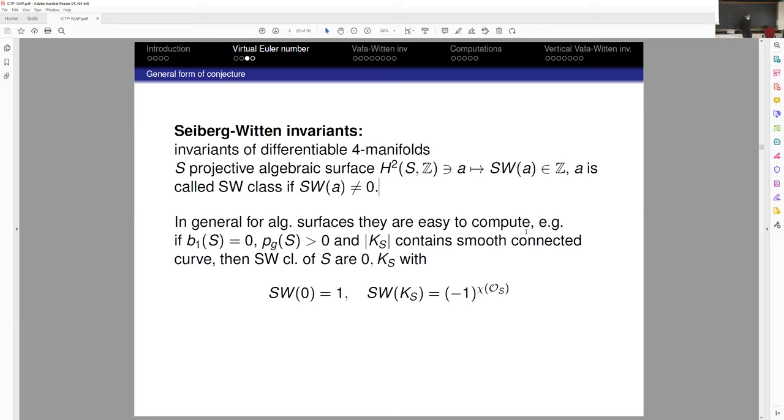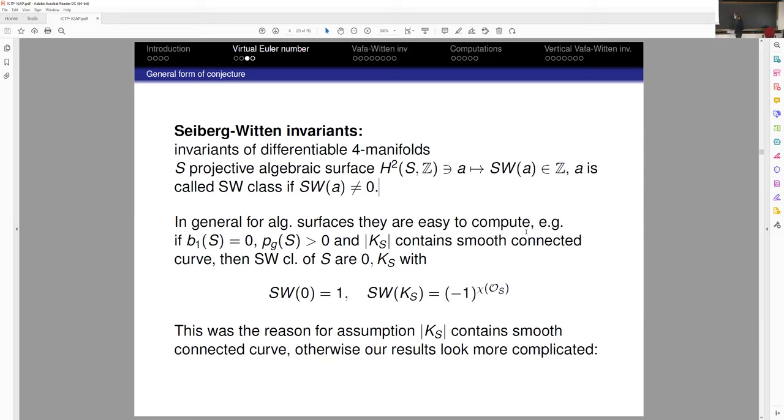As I said, for algebraic surfaces they are very easy to compute. For instance, if we are in the situation we had before, that the first Betti number of S is zero, the geometric genus is bigger than zero, and the canonical linear system contains a smooth connected curve, then there are only two Seiberg-Witten classes, namely the class zero in the second cohomology, for which the Seiberg-Witten invariant is one, and the canonical class, for which the Seiberg-Witten invariant is minus one to the power of the dimension. So all of the Seiberg-Witten invariants are either plus or minus one. And this was the reason for the assumption we made before, because then the formula was simpler.